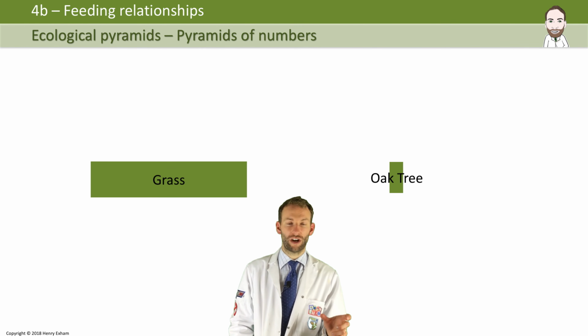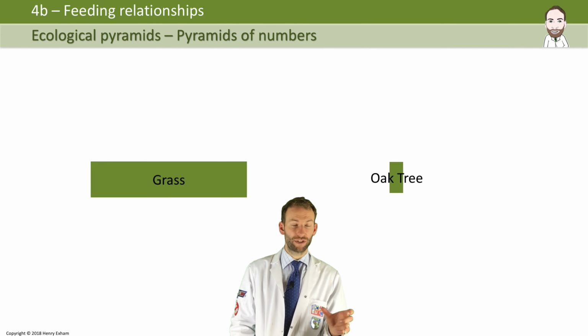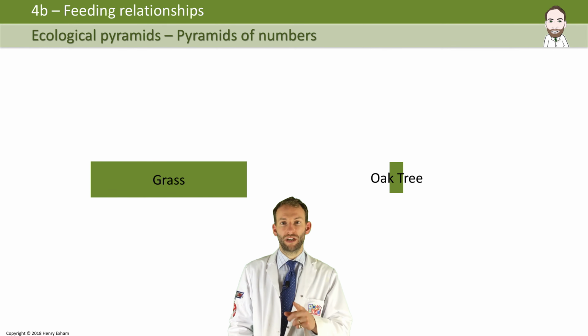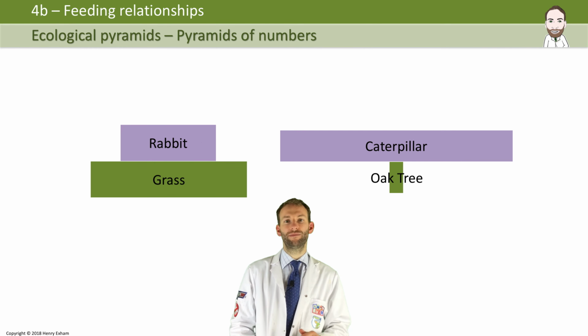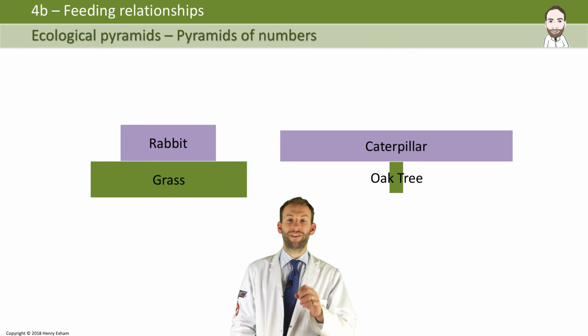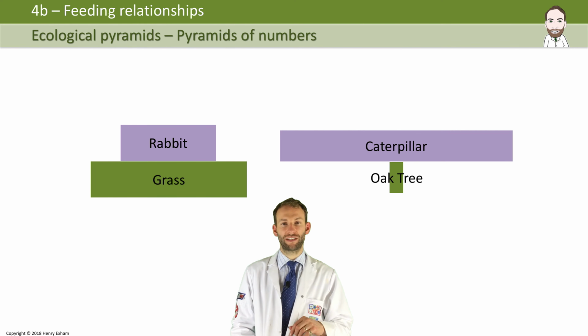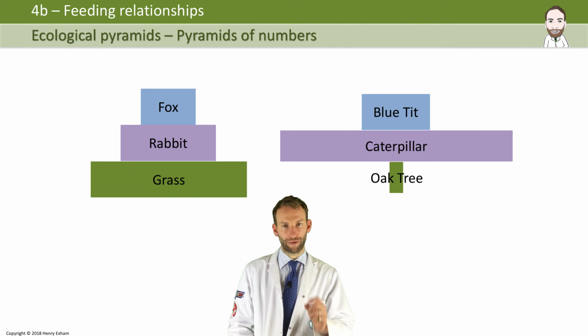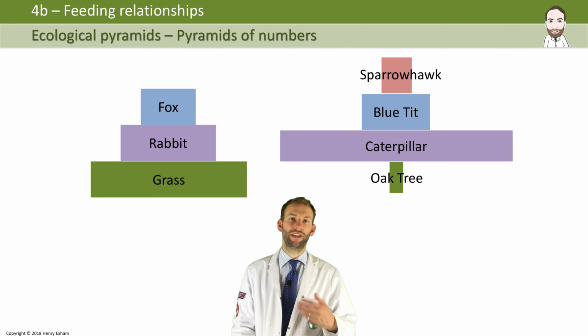Now we've got a lot of grass, so in a pyramid of numbers, it's a big section there. The oak tree is only one, so you can see it's very, very narrow. Rabbits, there are fewer rabbits eating than there are numbers of grass, but there are actually way more caterpillars eating the oak tree, so that's got a much bigger wedge, let's say, than the oak tree. Blue tits smaller, and sparrowhawk, there's only a couple that eat the blue tits. So that's a pyramid of numbers.